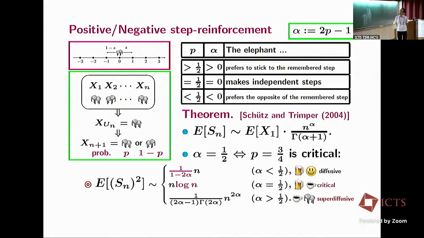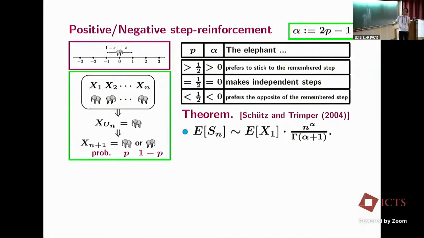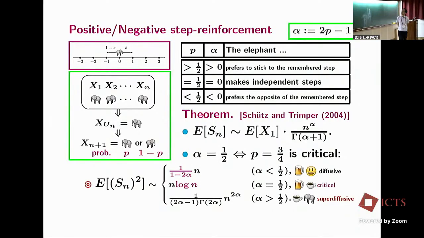And actually, looking at the second moment, there is a phase transition at alpha half. This corresponds to p equals 3/4. Now I'd like to explain limit theorems for this standard model.